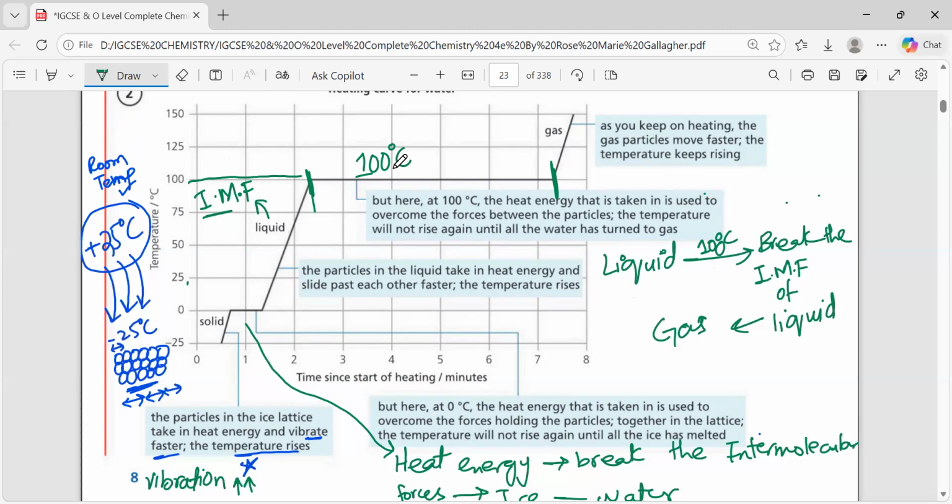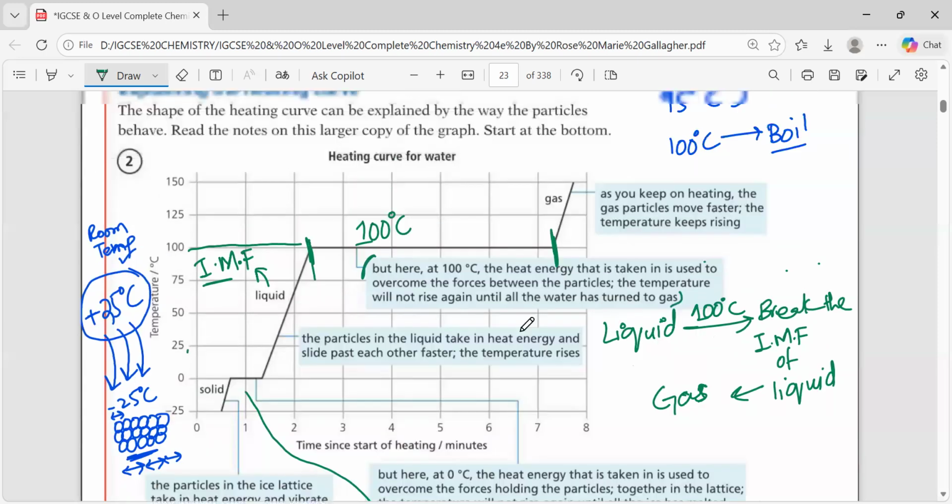Similarly, at 100 degrees Celsius, the heat energy that is taken by the liquid is used to overcome the intermolecular forces. Overcome means to break the intermolecular forces between the particles, and at this time the temperature will not rise. Temperature will not rise, and the liquid will convert into gas. Clear? Read this line from here till this.